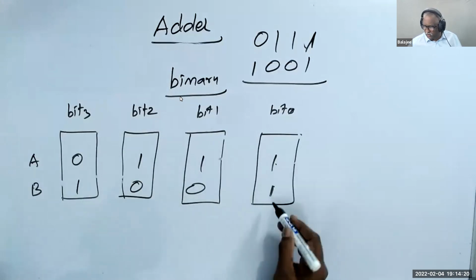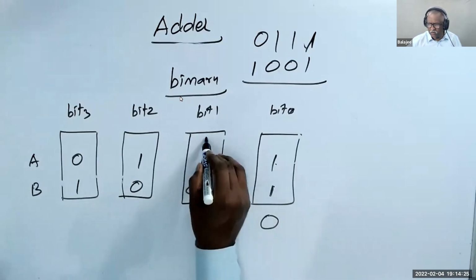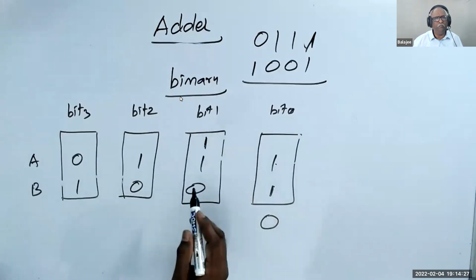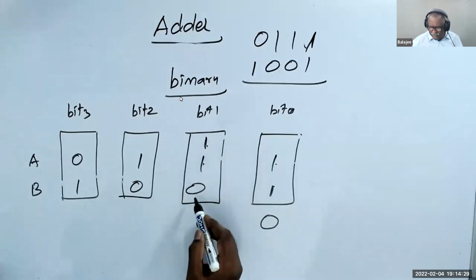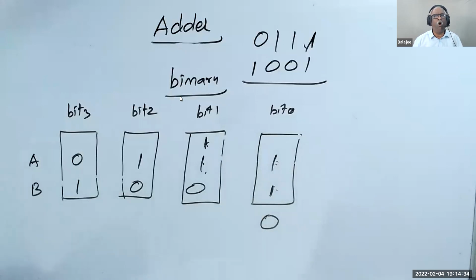1 plus 1 is 10. But I put 0 here, I put 1 here. Then I add 1 plus 1 plus 0. But see, here I'm adding 2 digits, and here I'm adding 3 digits. How do I make it generic?